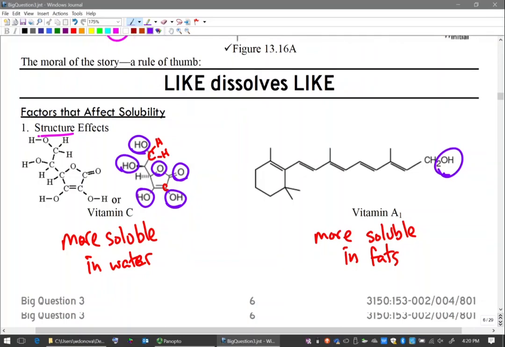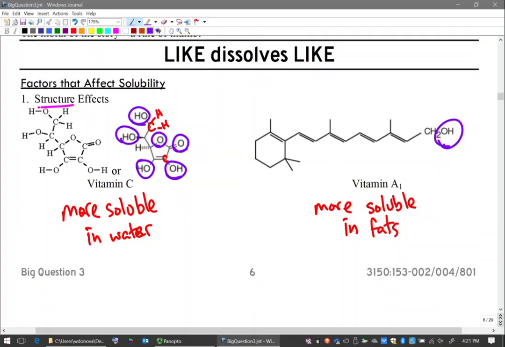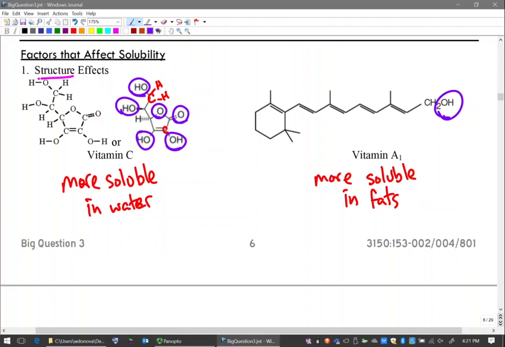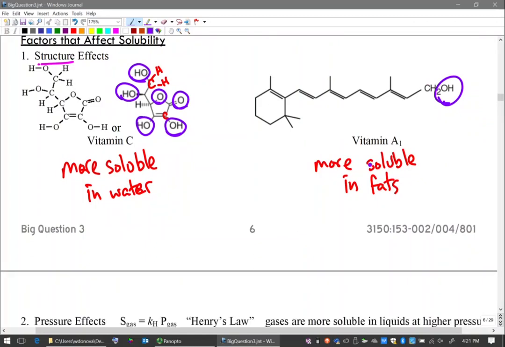So there are conditions. If you have too much vitamin A, you can look up on the medical stuff from NIH or something about hypervitaminosis A, which is a condition that you get from too much vitamin A. And it gets stored in your body and causes problems. So water soluble versus fat soluble, thanks to molecular structure, and like dissolves like.